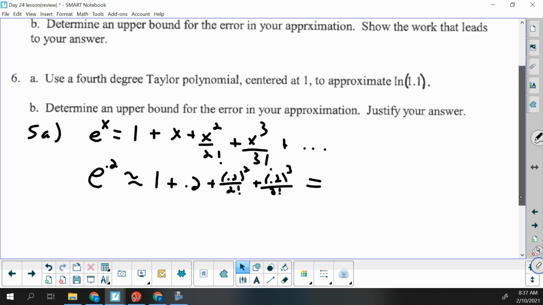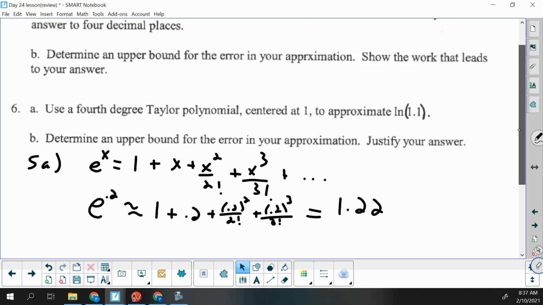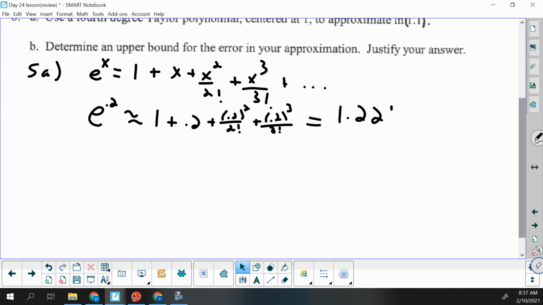And when we sub that in, that tells us that e to the 0.2 is approximately 1.22. And they tell us we're rounding to 4 decimal places, 1.2213.